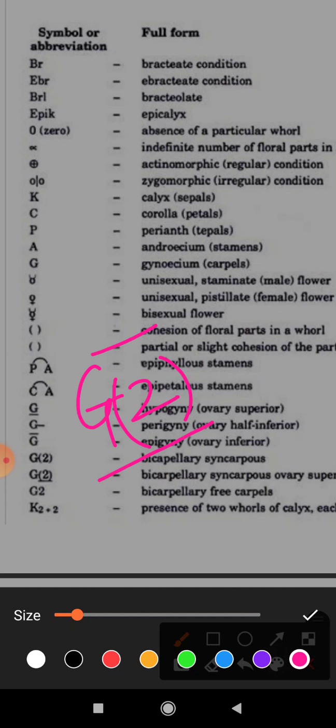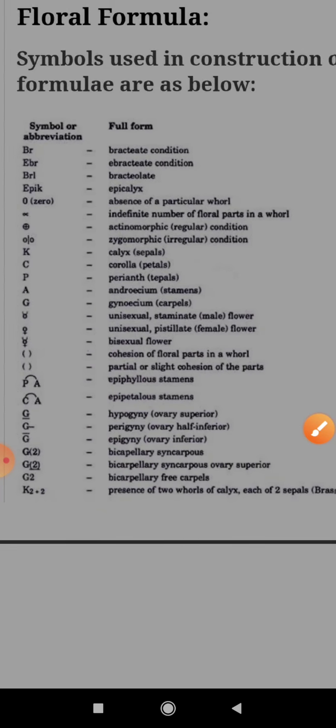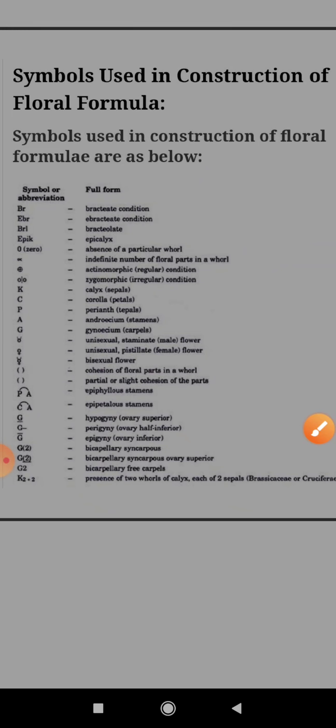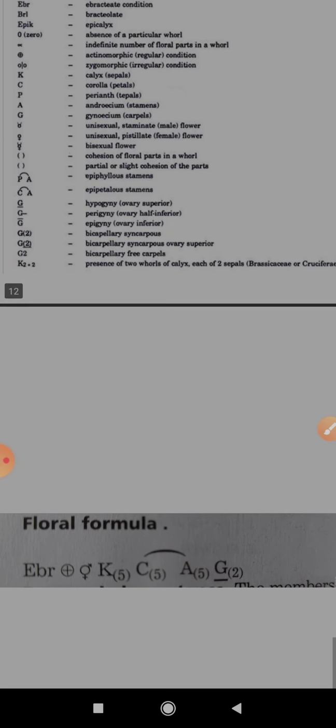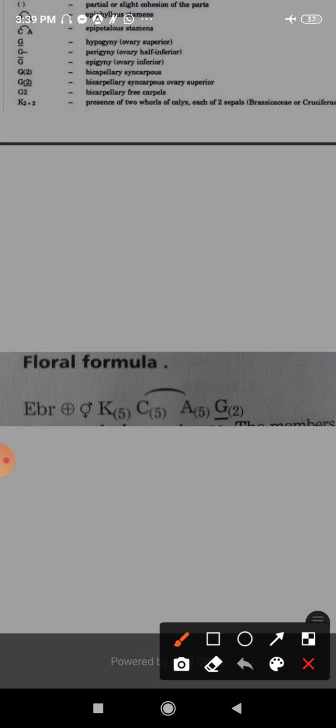And we come to the last one, that is the calyx. It's the presence of 2 whorls of calyx, each of 2 sepals, like in Brassica and Cruciferae. It is represented in this form, right? So with this you studied the symbols used in the construction of the floral formula. And just one example that we will talk about now, right?